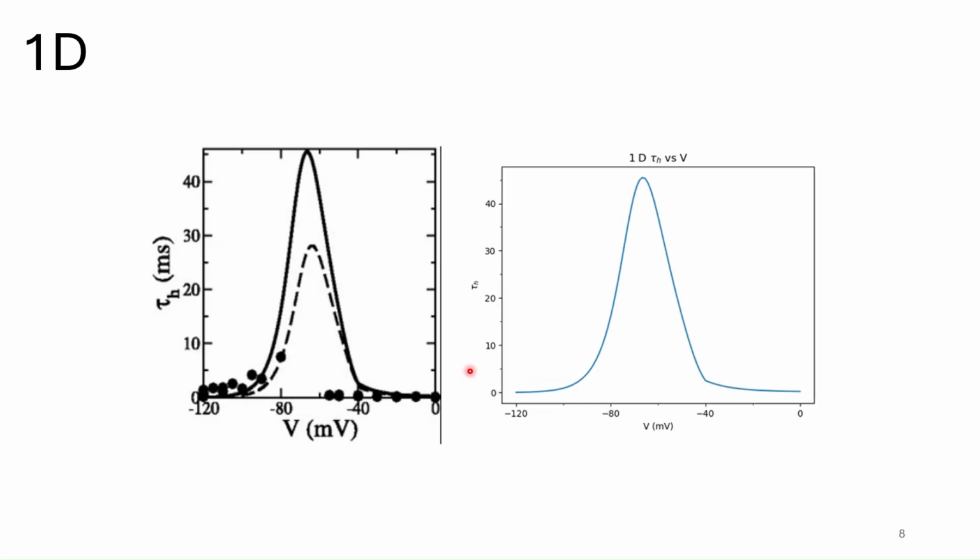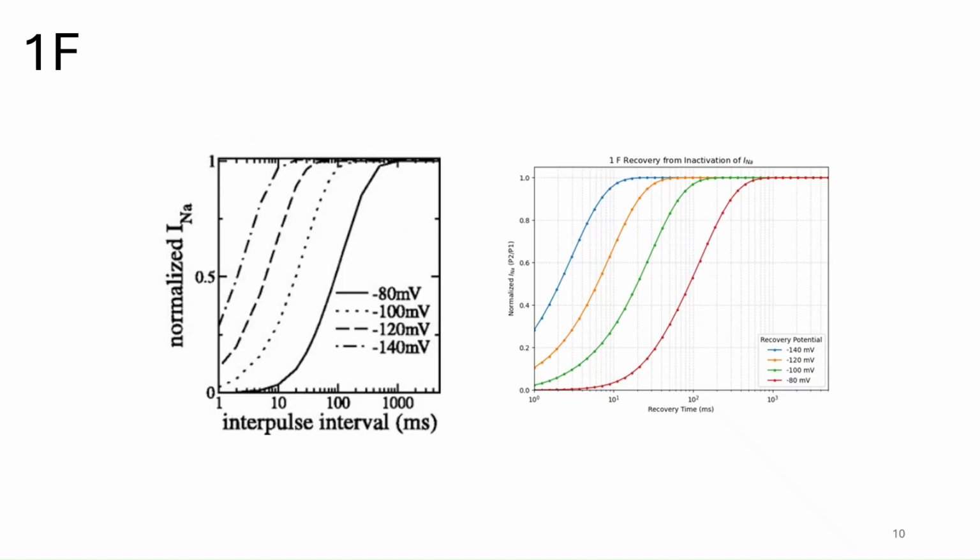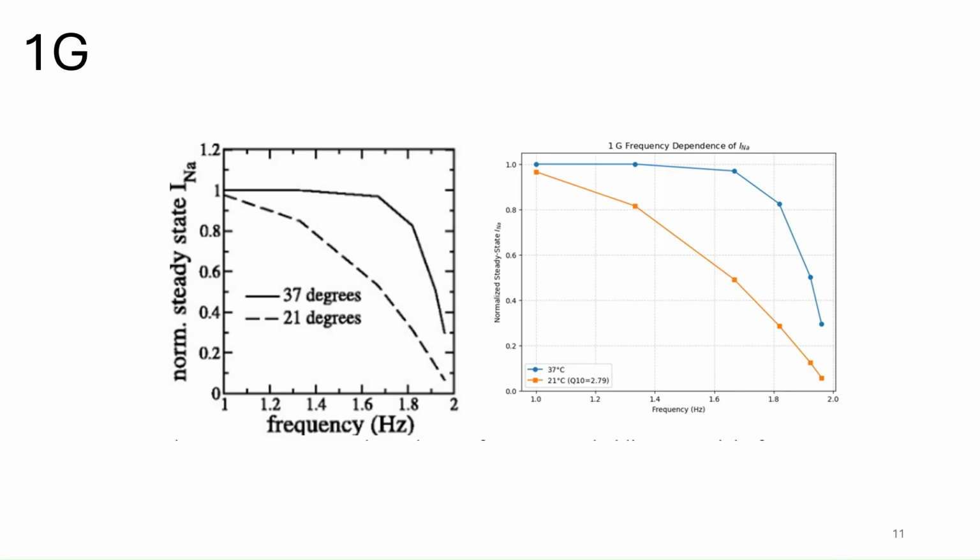This is the inactivation time scale. It also matches very clearly, and we can see there is a small change in slope here, which is also captured properly. This is another time scale, for parameter J. These are the normalized sodium currents, which are also matching properly at different membrane potentials and impulse intervals. This is the normalized steady state sodium current, which we saw in the previous slide, as a function of frequency at two different temperatures, 37 and 21 degrees Celsius. These plots are also matching properly.